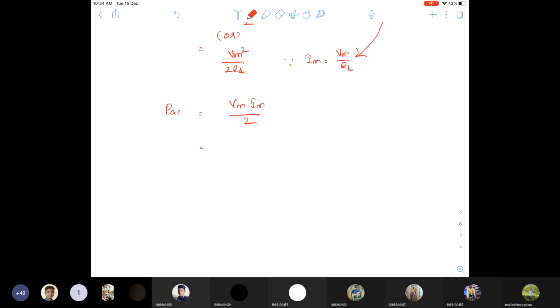so how can we write VM? VM is a peak, so that is the peak to peak voltage by 2, right? VM, the peak voltage, is half of the peak to peak voltage, yes or no? Yes, sir. So this is a sine wave, let us say. What is peak to peak? It goes from here to here. Okay, so this is VM. So VM can be written as VPP by 2. Similarly, IM is IPP by 2. So finally, VPP IPP by 8.